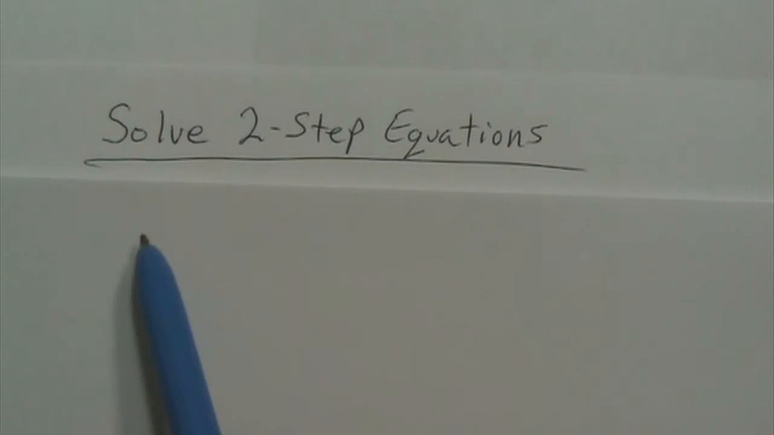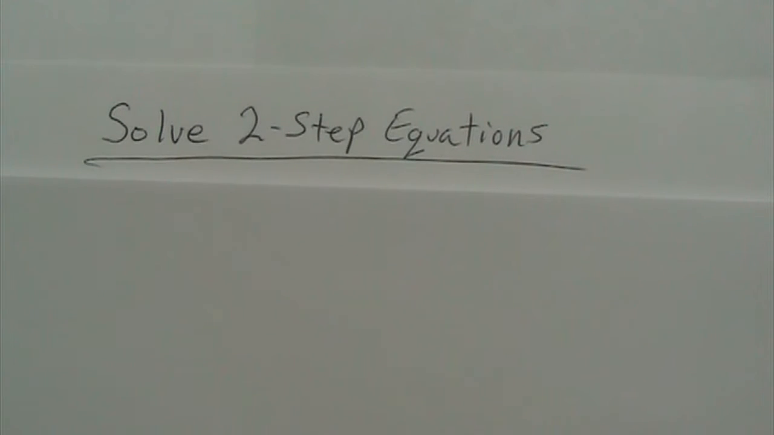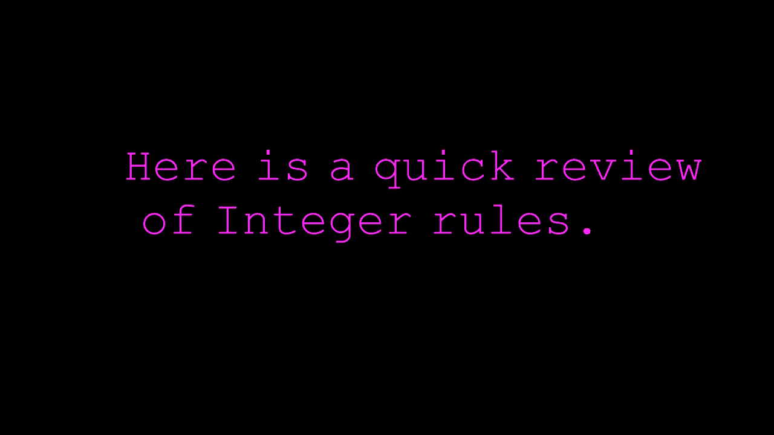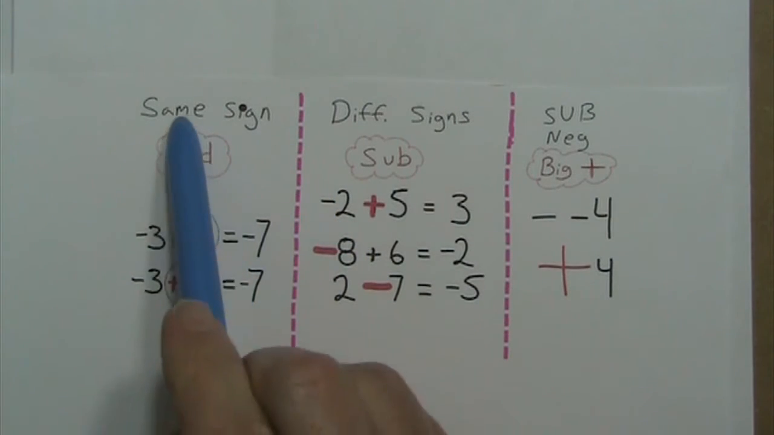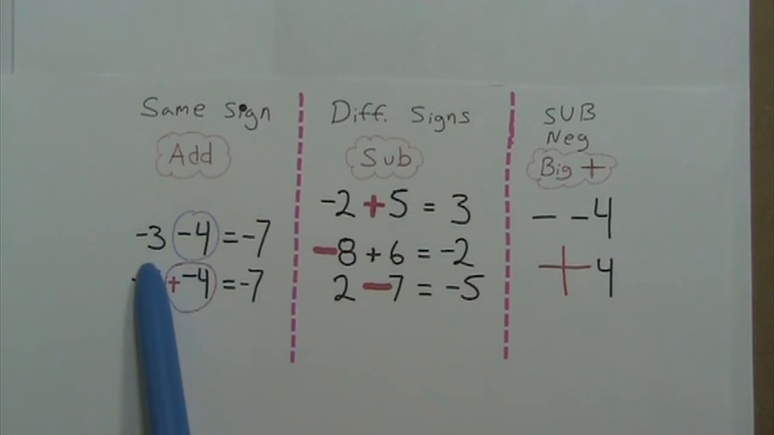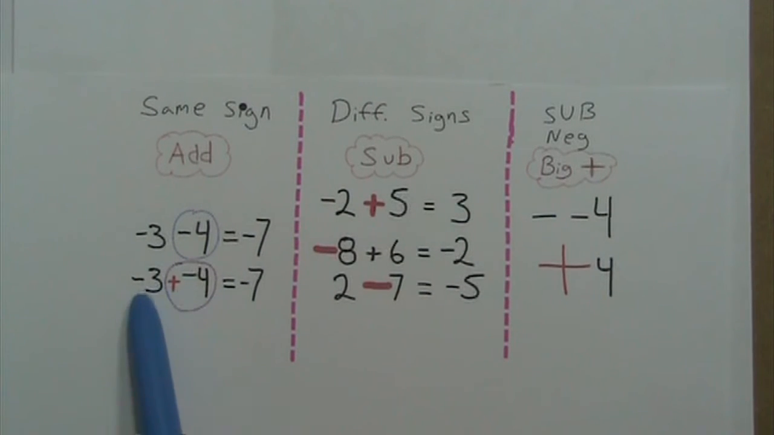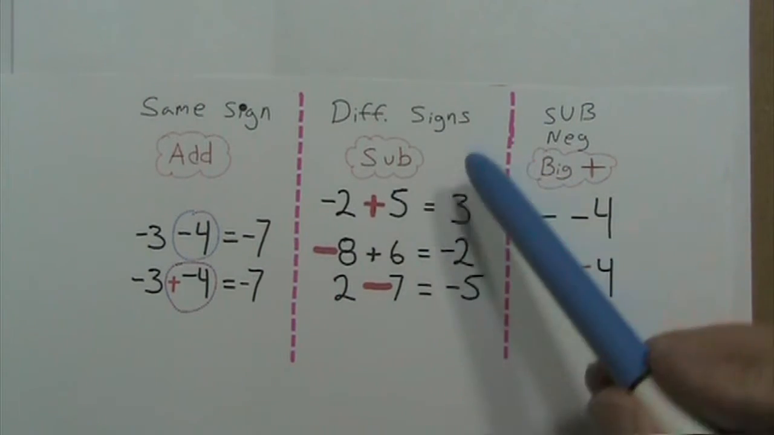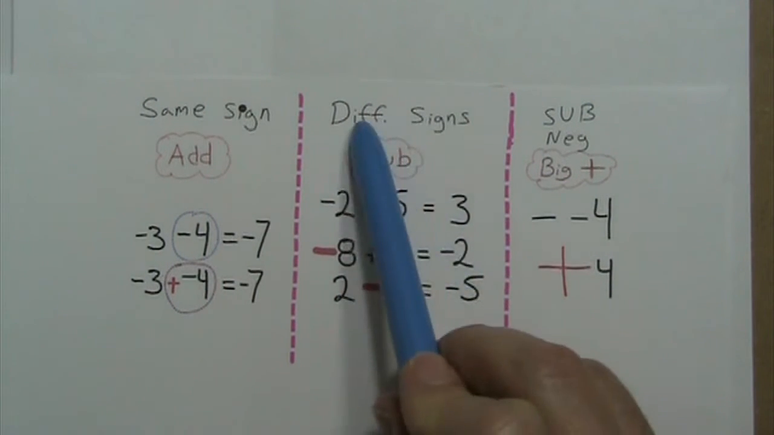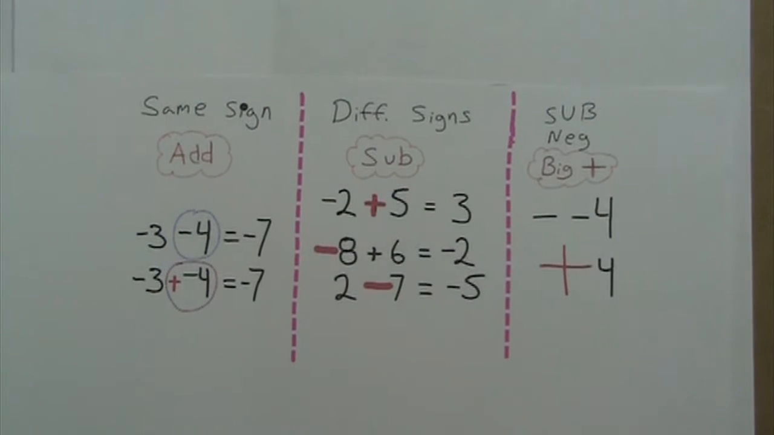All right, so this is reviewing solving two-step equations. When dealing with integers, remember that if they are the same sign, you just simply add the integers together. -3 and -4 is -7, right? And remember that subtracting 4 is the same as adding -4. If they're different signs, just go ahead and subtract them.